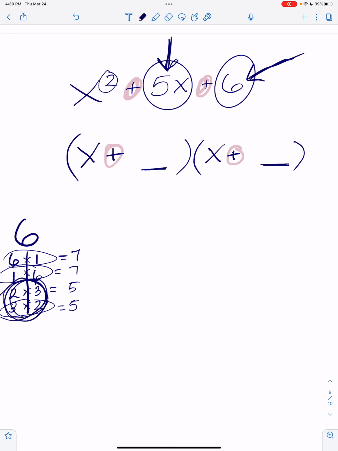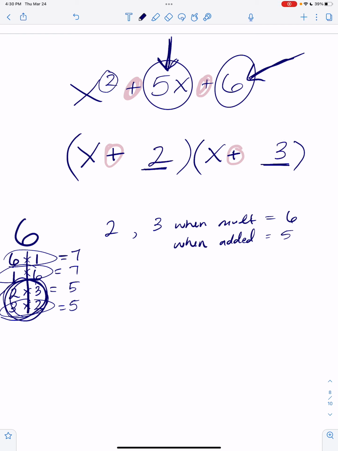So now I've found a set of numbers, 2 and 3, that when multiplied equal 6, and when added equal 5, which is exactly what I'm looking for. And because when adding, 2 plus 3 or 3 plus 2, you get the same number either way, it really doesn't matter which order I put them into my brackets. I can pick whatever order makes sense. Now I have my brackets: x plus 2 multiplied by x plus 3.